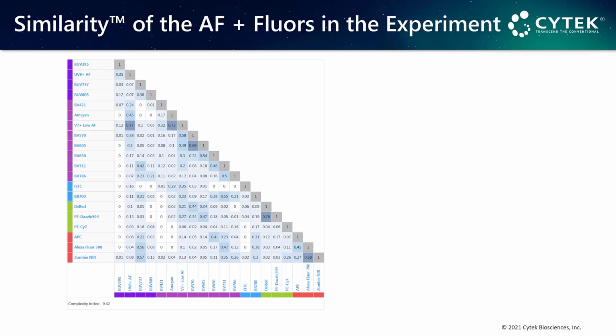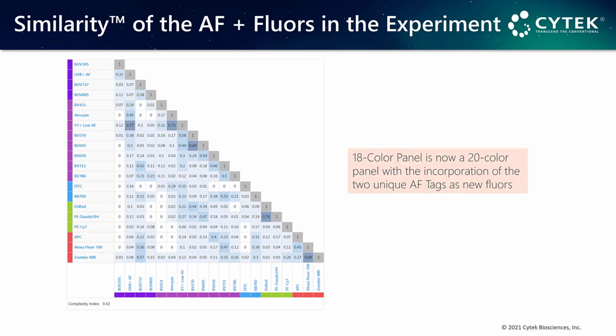When the new fluors are incorporated into our assay and we unmix, we can assess the similarity and complexity indices of our upgraded panel, which has been increased from 18 colors to 20 colors. As predicted from the normalized spectra plots that we just observed, the two autofluorescent tags show the highest similarity between one another and AmCyan and BV570.